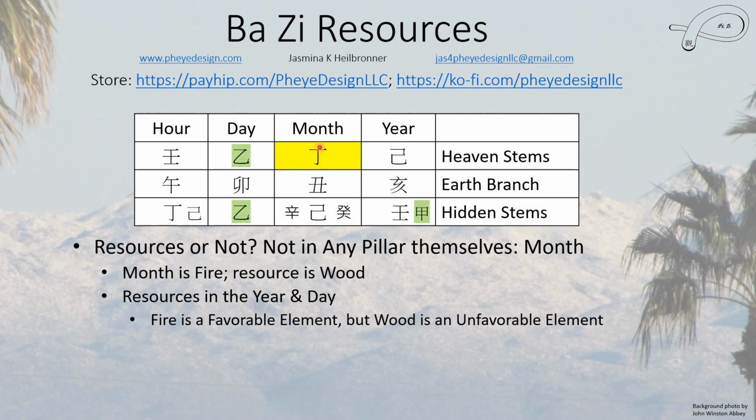So if you look at the month, it actually also has 3, and these are wood because this is fire, and these are what supports it. Now, wood is an unfavorable element because I'm a strong day master, but fire is favorable. I would assume that basically they are referring to the element in the heaven stem, but again, they're not terribly clear.